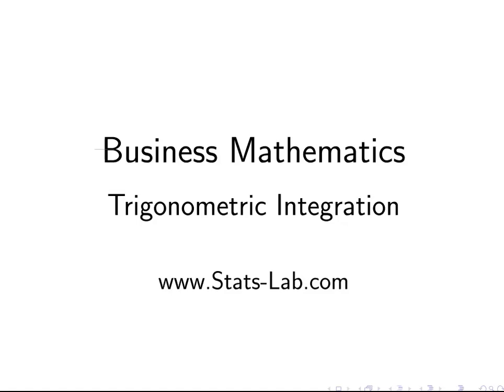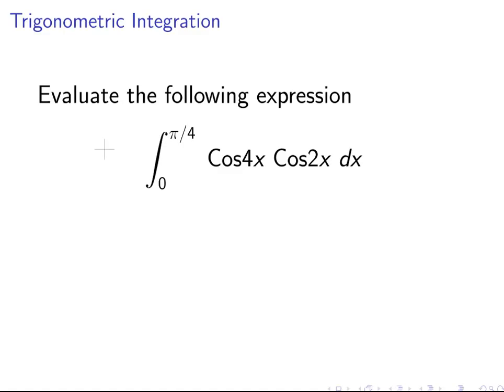In this presentation, we are going to look at integration, and in particular, we're going to use trigonometric identities when solving our integration problem. So here is the problem we have. We have the product of two trigonometric terms, cos 4x and cos 2x, and we have to integrate the product of those two terms.